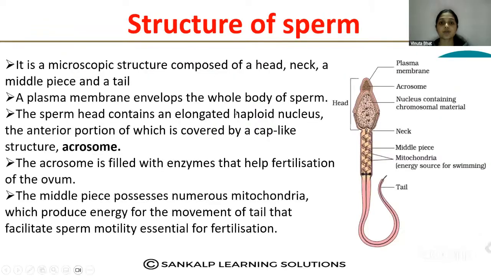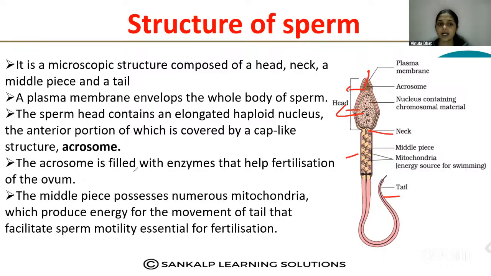Next question, next one. Structure of the sperm. So, very important one. Sperm mainly contains three main regions: head, neck and middle piece, and the tail region. Here you can see the head region, where the acrosome is present, and also the nucleus. This acrosome contains some hydrolytic enzymes that help to penetrate the egg.